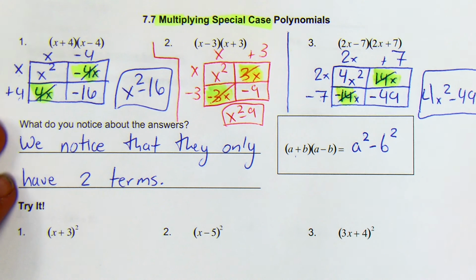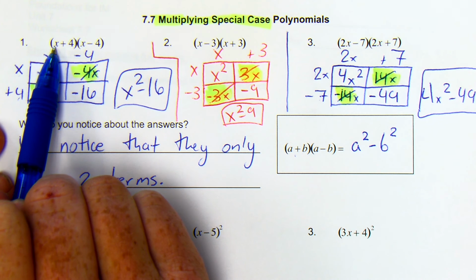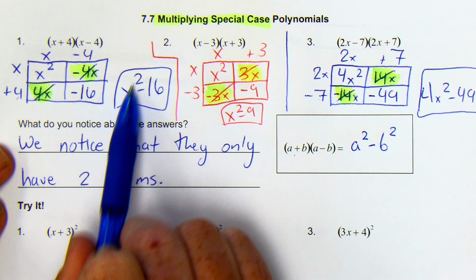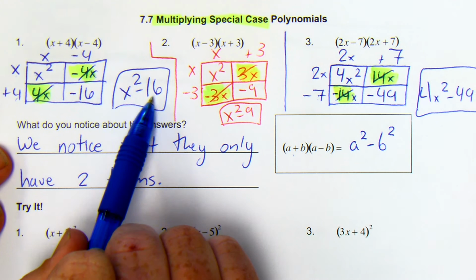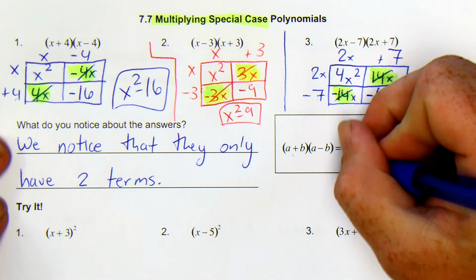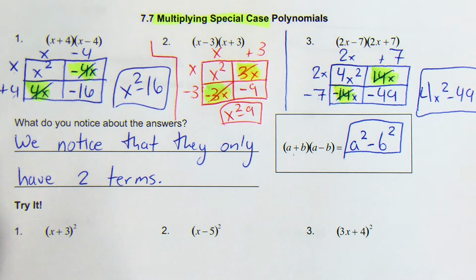Okay, for example, here my a is x, my b is 4. My final answer was a squared, x squared, minus b squared. B squared was 16, and this is minus 16. So our shortcut for that then would be a squared minus b squared.